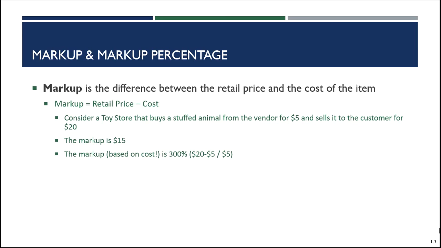So we can express markup as a dollar amount, 15. We can also express markup as a percentage. And so you can see on here, the markup based on cost is 300%. And the way we get to that is we take our retail price minus our cost and we divide by the cost. So when we're looking at markup, markup is all based on the cost of the item. And we'll do a few more examples in just a minute. And then I also have a sample worksheet posted for you in the chapter 14 content folder so that you can do some practice on your own with this math.